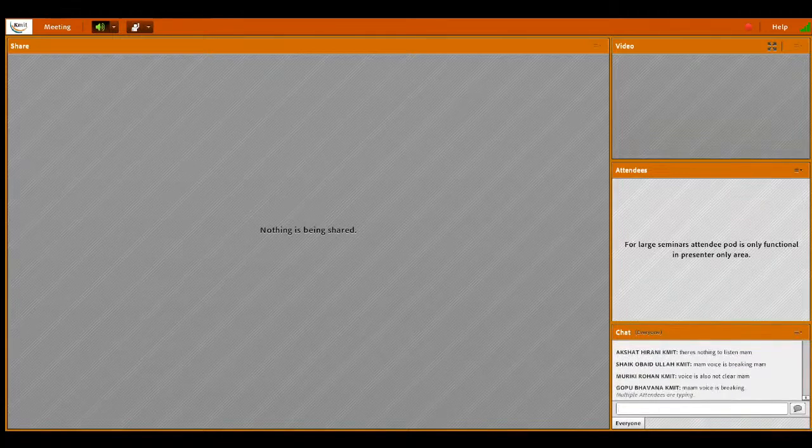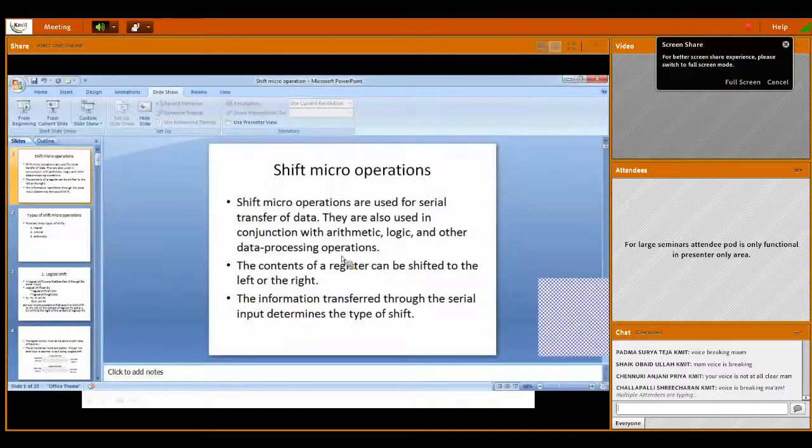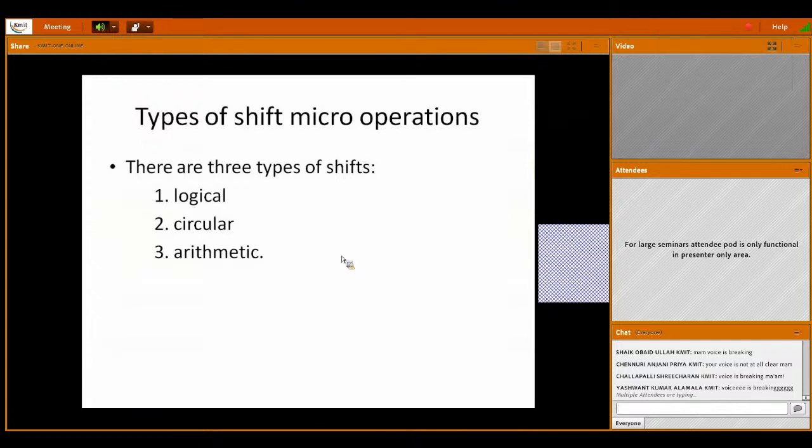Meanwhile, you just listen to what I'm going to share. For shift micro operations, there are mainly three types: logical shift, circular shift, and arithmetic shift. Three types of shift micro operations. First, we'll see what is a logical shift micro operation.